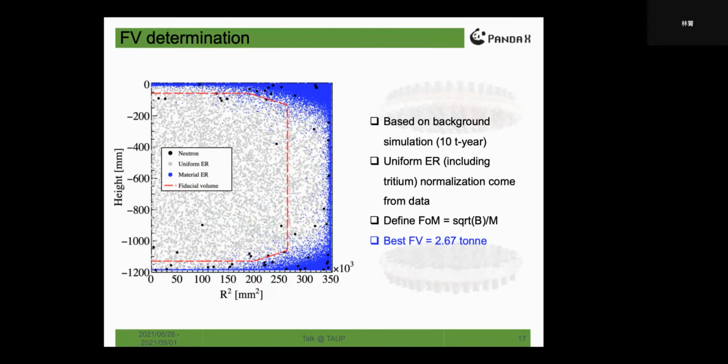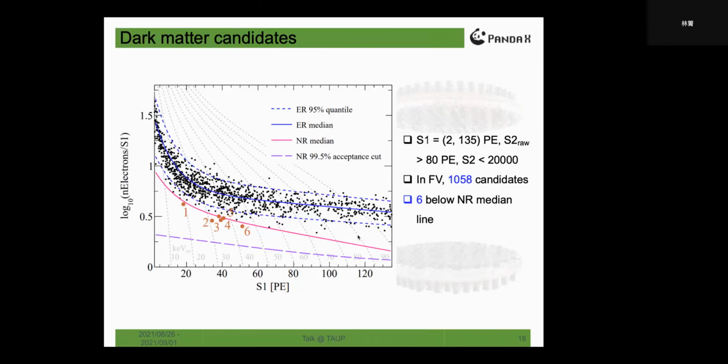Based on the background model and the spatial distribution of some backgrounds, mainly the neutron and the material background, which have strong spatial dependence, the fiducial volume was optimized using a figure of merit approach. The final total fiducial mass is determined to be 2.67 tons. And our final search window of S1 is between 2 and 135 photoelectrons, and S2 between 80 and 20,000 photoelectrons.